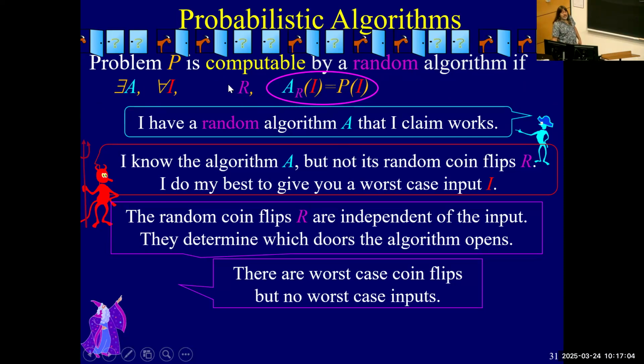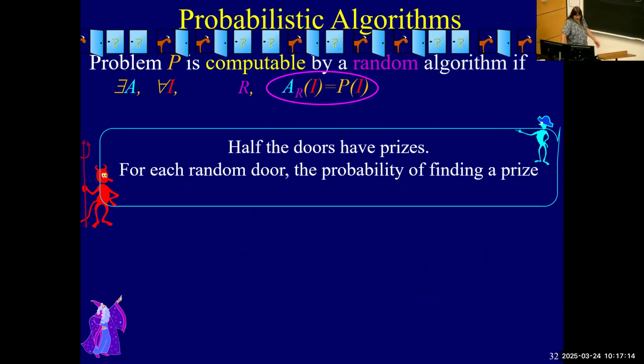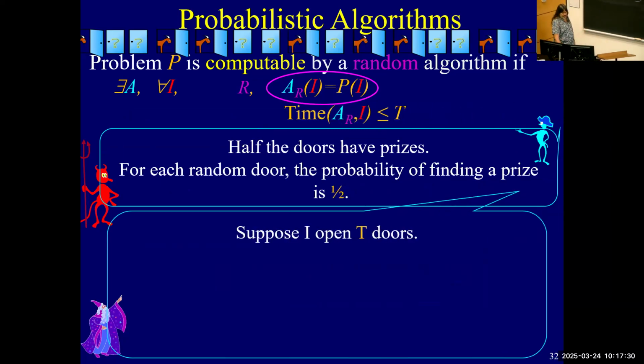So what are we going to put in here for the coin flips? Half the doors have prizes. So if you choose a random door, what's the probability you find a prize? One in two. You find a prize with probability of half. And then we could talk about time. Here, this is the statement that it happens in a fixed amount of time.